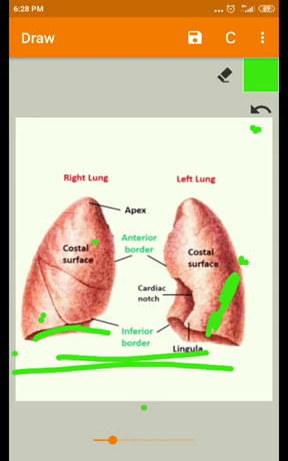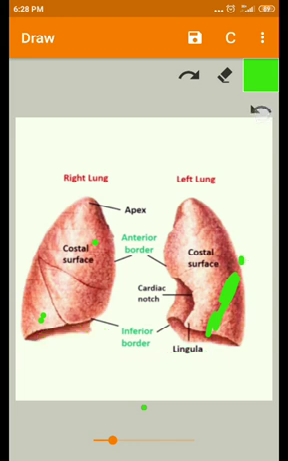The presence of the oblique fissure of each lung allows more uniform expansion of the whole lung. The presence of the oblique fissure helps in uniform expansion of the whole lung. This is about the fissures and the lobes of the right and left lungs.